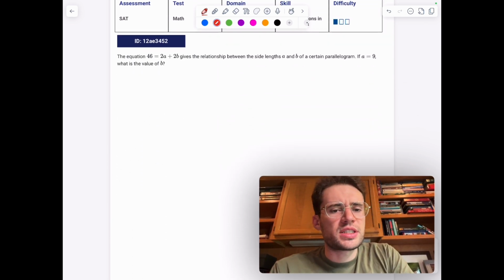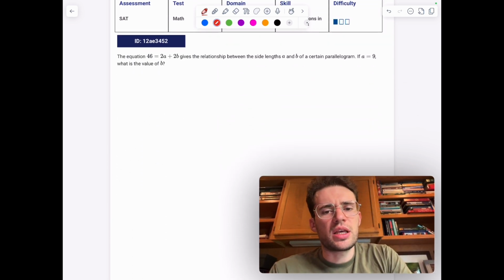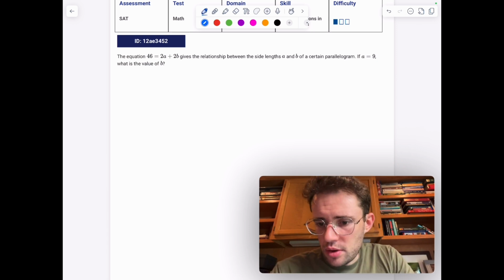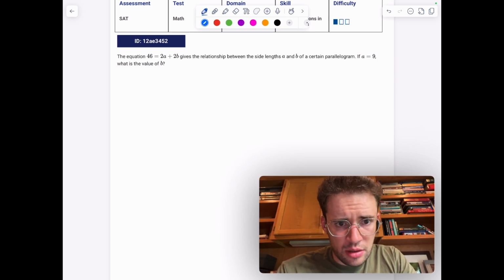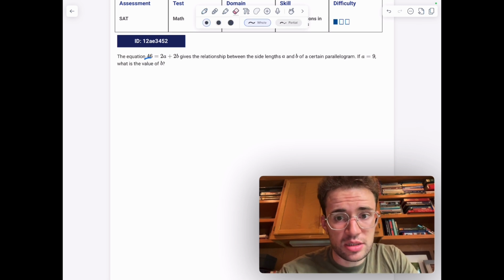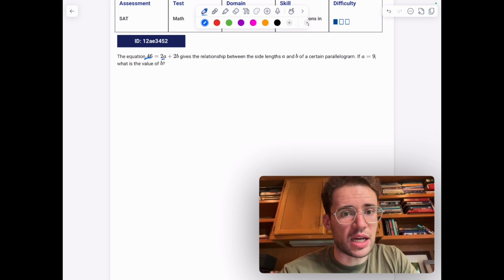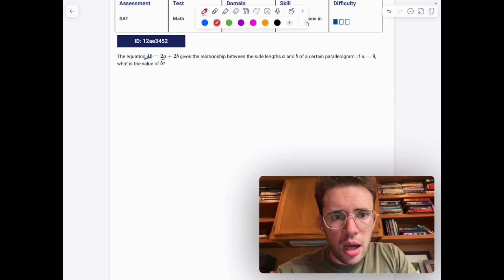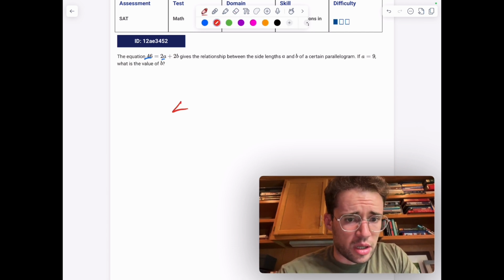The equation 46 equals 2a plus 2b gives the relationship between the side lengths a and b of a certain parallelogram. A equals 9. What is the value of b? This is not true for all parallelograms. Oh, that's the perimeter of this parallelogram, I guess, is 46. So you add up the 2 a sides and the 2 b sides, and it will add up to 46. But you don't even need to know that to get this one. You just plug in what they gave you.